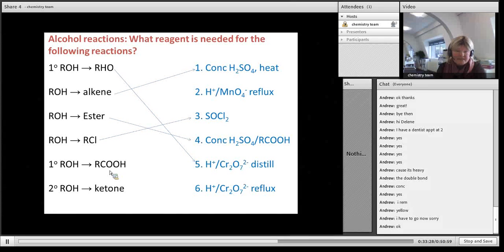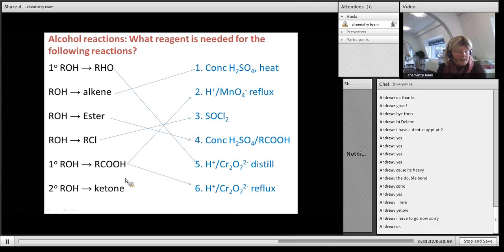Then this is going from a primary alcohol to a carboxylic acid, and in both cases I just simply reflux them, and I can use either permanganate or dichromate. Note that all of these have been acidified, so you get that good color change. And then if I want to go to a ketone, it's the same sort of thing. I can reflux. I don't have to worry about removing my product.